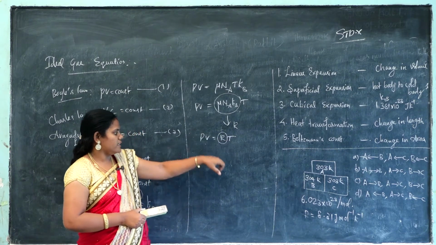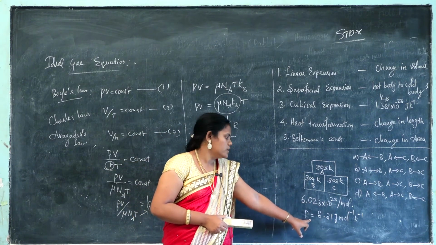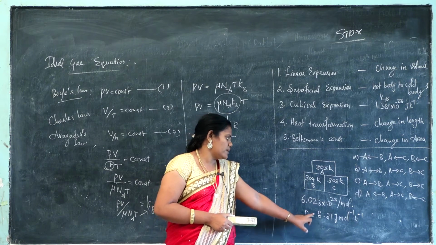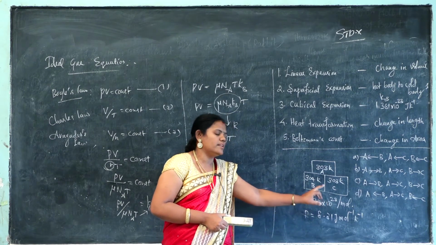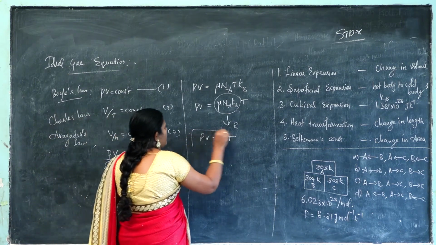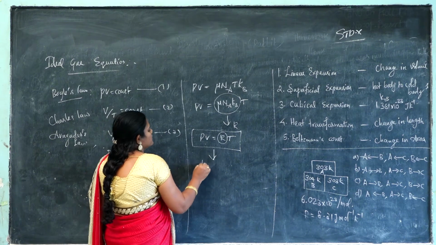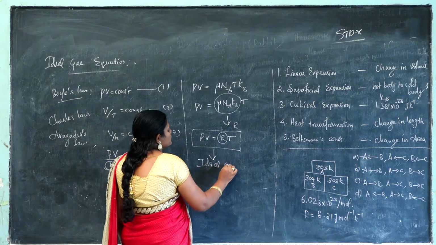What is the value of R? That is 8.31 joule mole^-1 Kelvin^-1. That is the ideal gas constant. R is equal to 8.31 joule mole^-1 Kelvin^-1. So PV is equal to RT is the perfect ideal gas equation. That is the ideal gas equation. This is called the ideal gas equation.